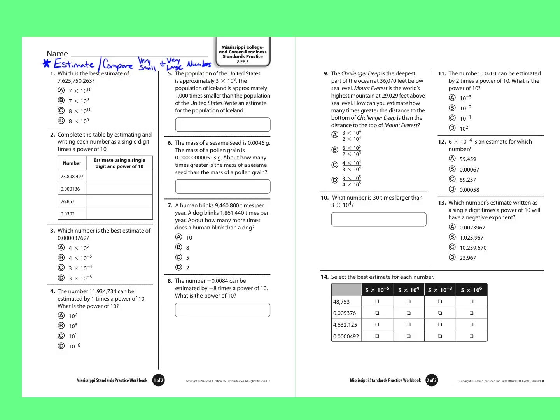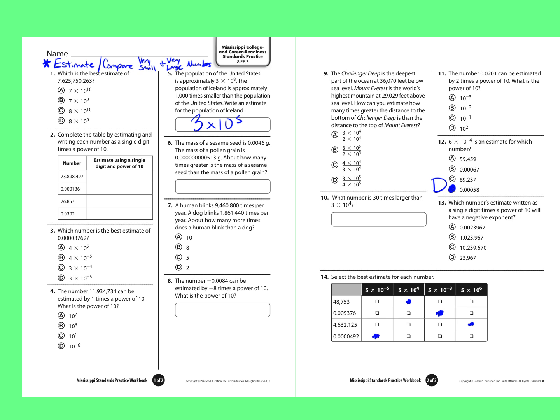Okay, we're going to get the answers for EE3 and 4. On EE3, number 5 is 3 times 10 to the 5th power. Number 12 is choice D. And number 14, the first one is 5 times 10 to the 4th power. The second is 5 times 10 to the negative 3rd power. The third is 5 times 10 to the 6th power. The last is 5 times 10 to the negative 5th power.